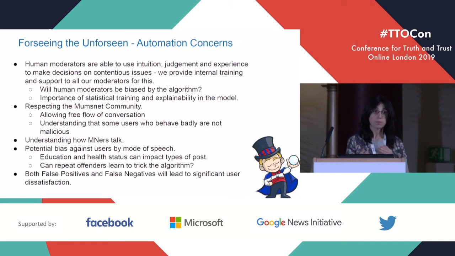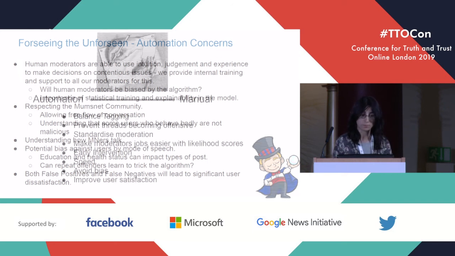And also we want to be able to avoid finding ways, as was demonstrated earlier, that repeat offenders can learn to trick the algorithm and use different sorts of language which is equally offensive but not picked up yet by the algorithm to get around it. And we're aware that both false positives and false negatives will lead to significant user dissatisfaction. So getting this algorithm right and being well supported by the human moderators is really, really important.